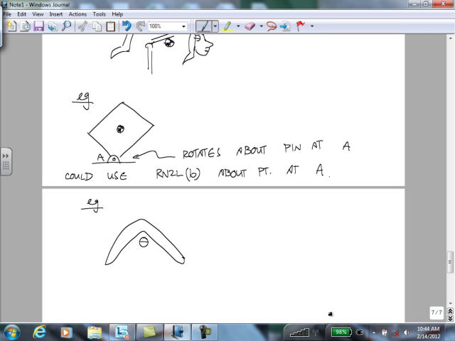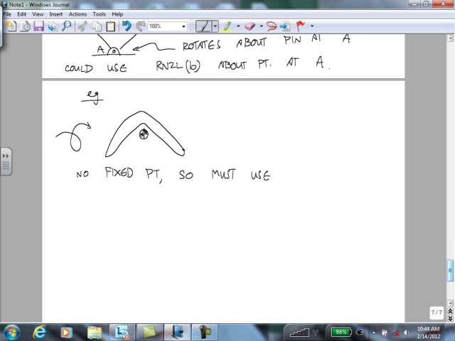On the other hand, if you're doing a calculation, so, you know, this is a boomerang flying through the air. No point on that body is fixed in your coordinate system. No fixed point. So you have to use Rn2LA.